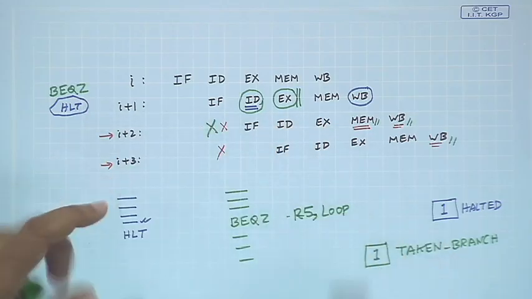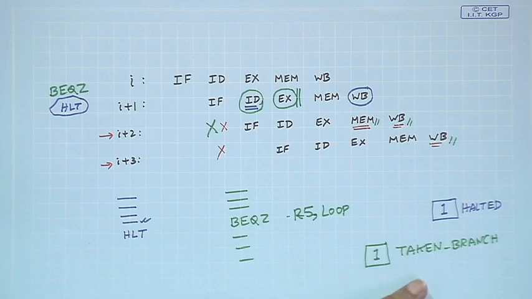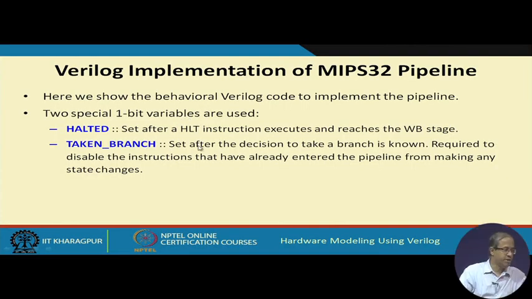So, this is as good as saying that all the instructions which are following the branch will not be executed, right. This is one change that we are making with respect to the micro operation that we have seen earlier during our last lecture. So, these are the 2 points I just mentioned. We are using two 1-bit variables, halted and taken branch. The reason I have already explained, right.